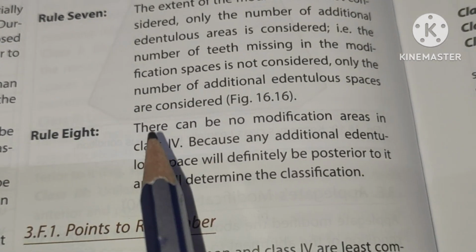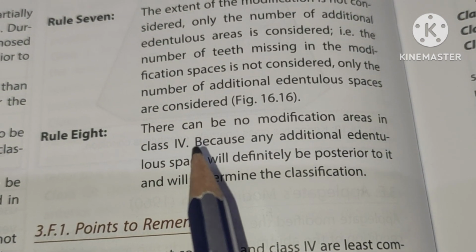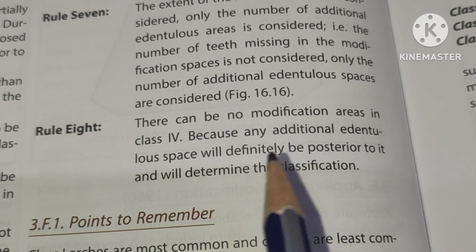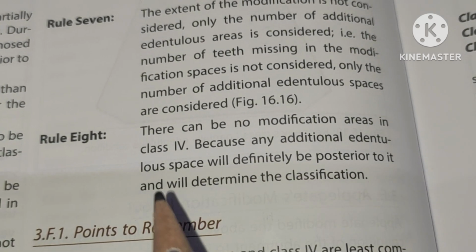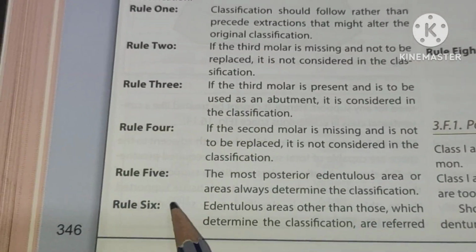Rule number 8: there can be no modification areas in class 4, because any additional edentulous space will definitely be posterior to it, and that will determine the classification according to rule number 5.